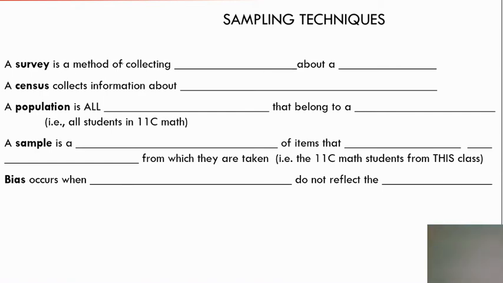So a survey is a method of collecting information about a population. A census, we talked about a census in one of the last lessons. The census collects information about everyone in a certain population.